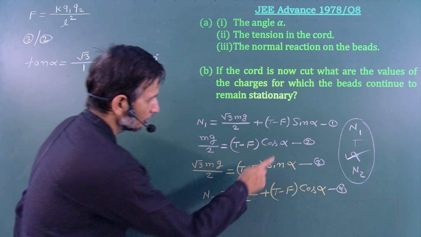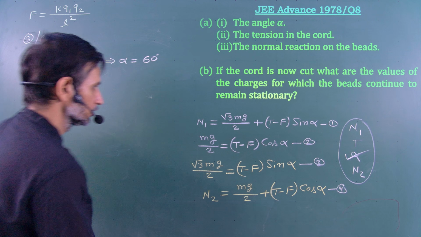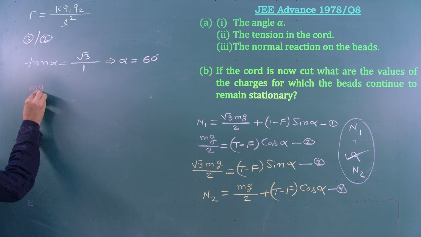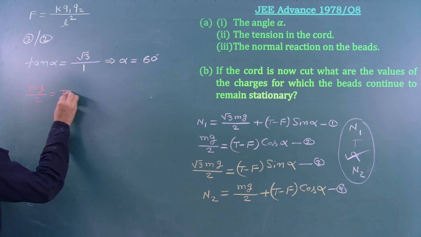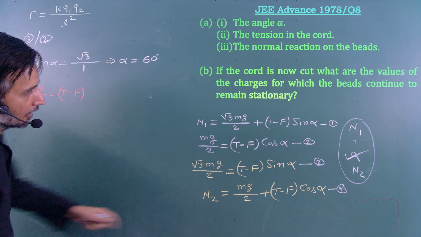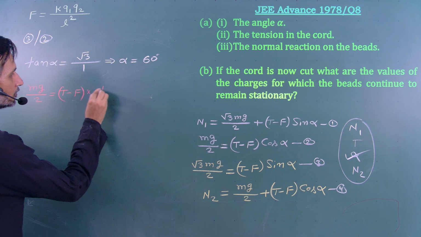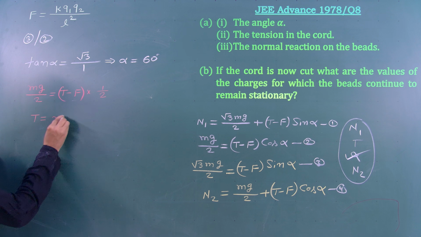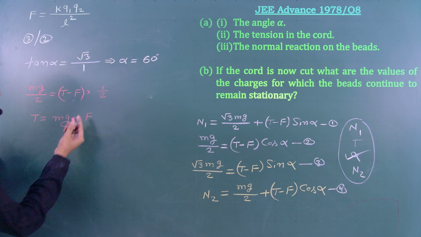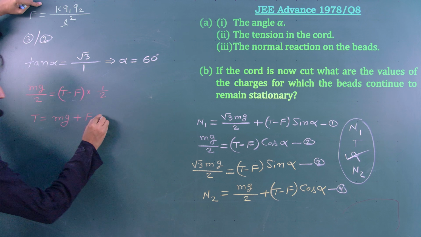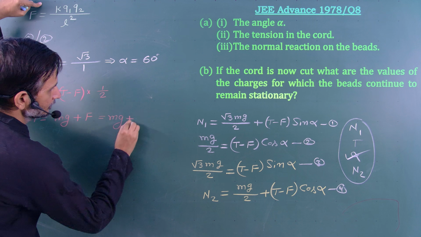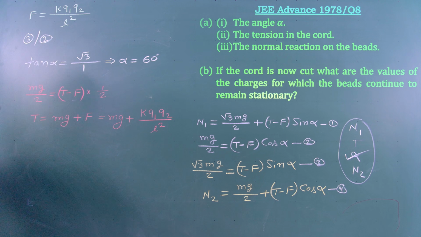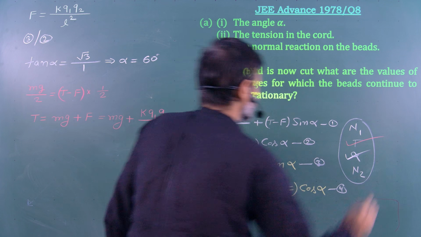Now if I know the value of α, we can calculate the tension. From equation 2, mg/2 equals (T − F) cos α. α is 60 degrees, cos 60 degrees is 1/2. The 1/2 and 1/2 cancel. So tension T equals mg plus F. What is the value of F? This is F. So tension T equals mg plus K Q1 Q2 divided by L square. So we also calculated the second part, T.